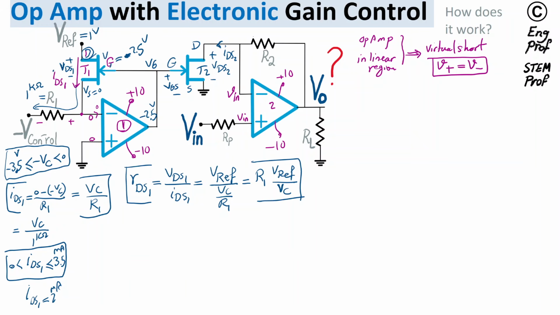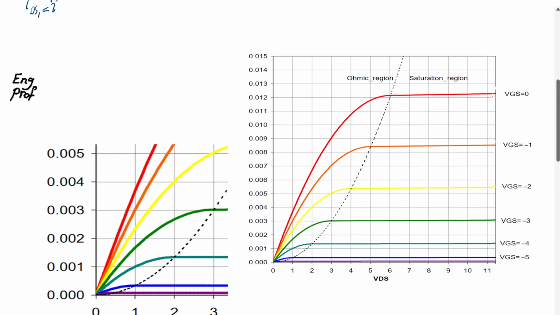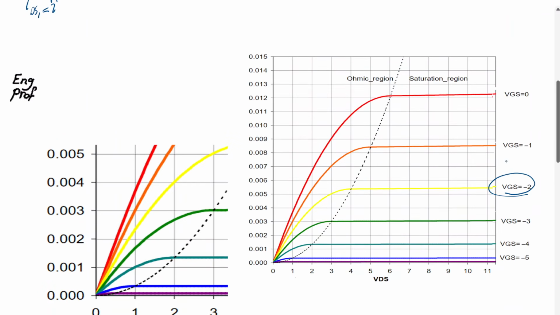How do we find RDS2? Well, this transistor T2 is also in deep ohmic region for the same reason explained. I just said that VGS2 and VGS1 are the same. Therefore, going back to that IV curve, when VGS is the same, both transistors T1 and T2 are on the same curve. Let's say we are on the orange one, and therefore we are in deep ohmic region for both of them.